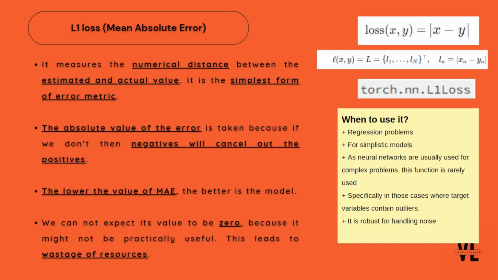target variables contain outliers. So when you plot the input data to your model, you can see that some of the target variables may contain some outliers. If that's the case, then the L1 loss might be preferred. It is robust for handling noise.